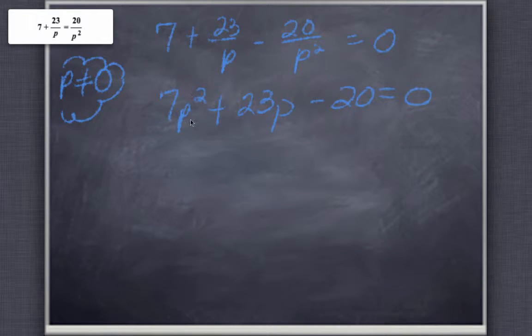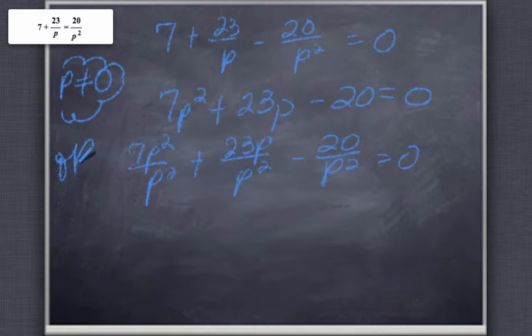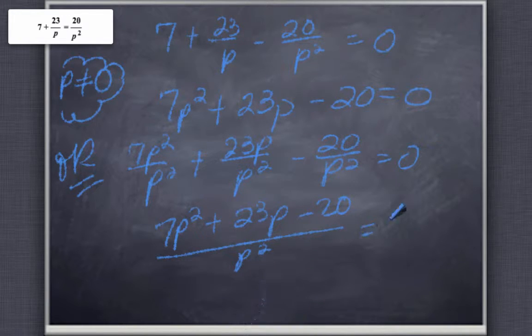If instead I get a common denominator, then I would have 7 p squared over p squared plus 23p over p squared minus 20 over p squared is 0. So then 7p squared plus 23p minus 20 divided by p squared is 0, and then you'd multiply by p squared on both sides to get it out of the denominator, and you'd still have 0, and you'd end up back here.